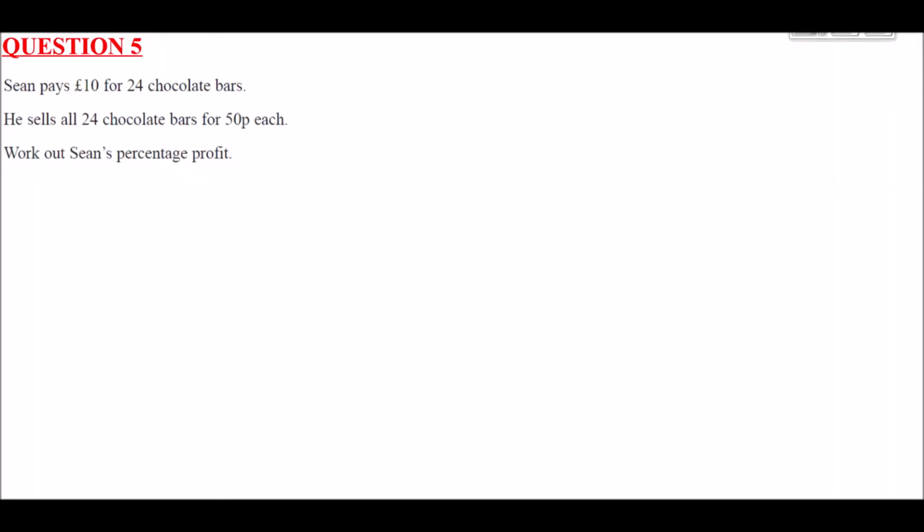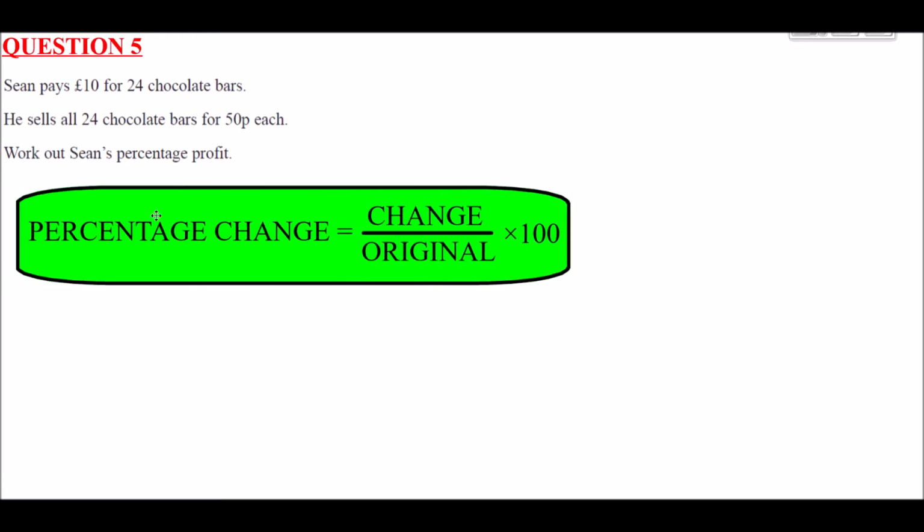Question 5. Sean is paying £10 for 24 chocolate bars. He sells all 24 bars for 50p each. We have to work out Sean's profit. Well, there is a formula for percentage change generally, which we can adapt. The formula, in its general form, is this. Percentage change is the change divided by the original amount multiplied by 100.